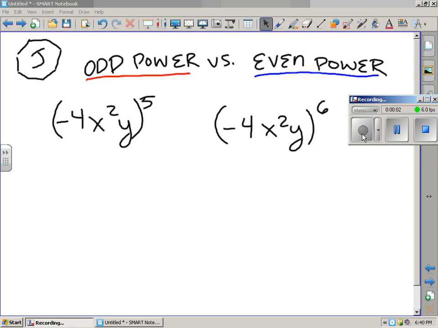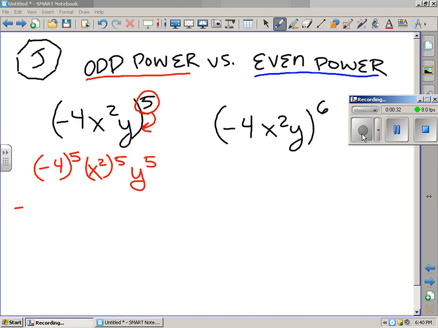All right, let's continue our work with even and odd powers. So let's look at this example on the left first. We take the 5 to what it is directly beside, and it's directly beside the parentheses. So everything inside the parentheses is going to get a power of 5, and it's the entire thing, the negative included. So the -4 gets a power of 5, the x squared gets a power of 5, and the y gets a power of 5.